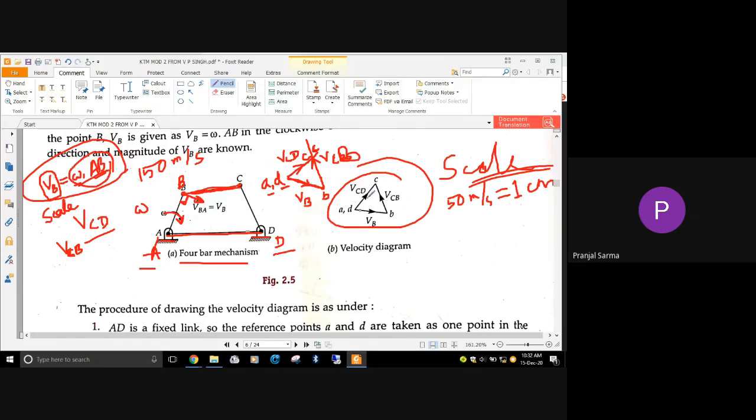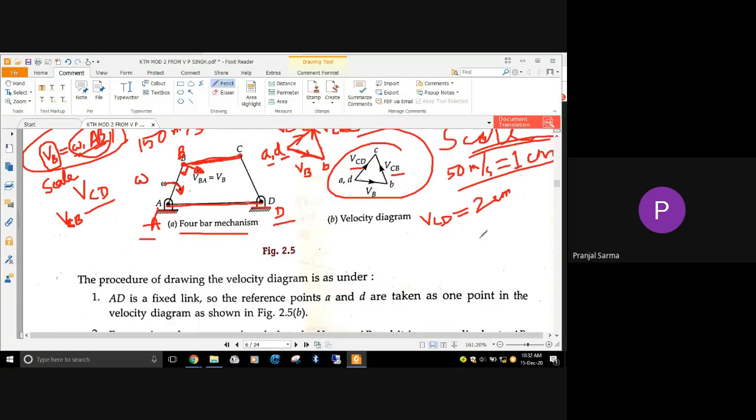Now what we can do, once again, to know the velocity values, this PCD or PCB, CD, CB, etc., for that you can just measure this line and convert as per this scale. Suppose after measuring VCD using the scale, you have obtained 2 centimeter.